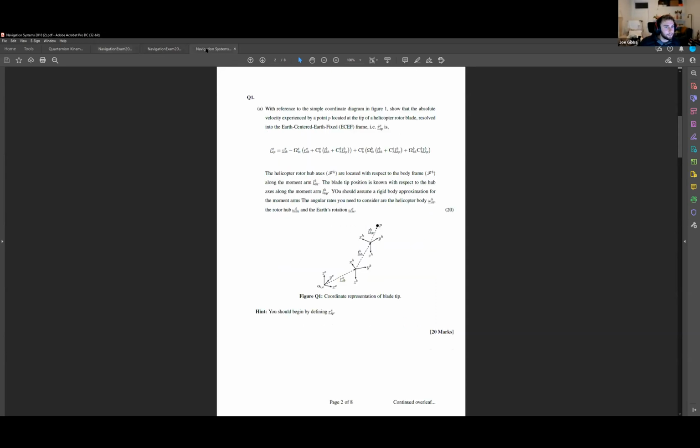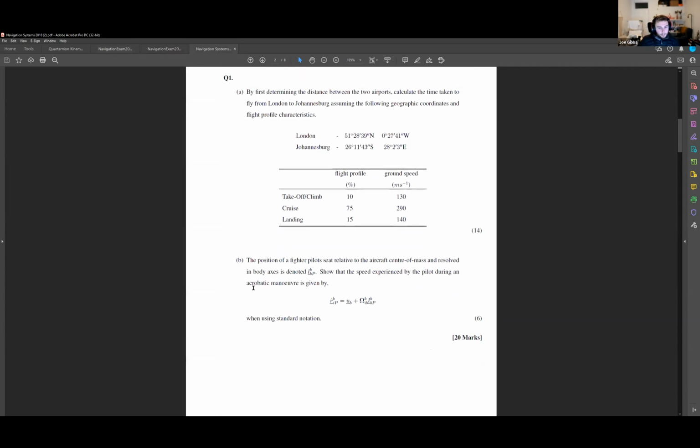2018B. Okay, so question 2018B: position of a fighter pilot seat relative to the aircraft center of mass resolved in the body axis, denoted by LBBP, show that the speed experienced by the pilot during an acrobatic maneuver is given by this equation here. So a simple show-that question, so basically proof, working through it and showing all the steps that we get to this final value. Okay, right.